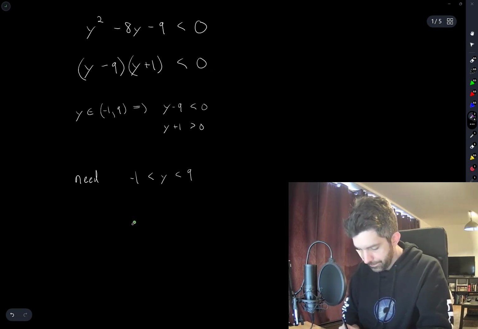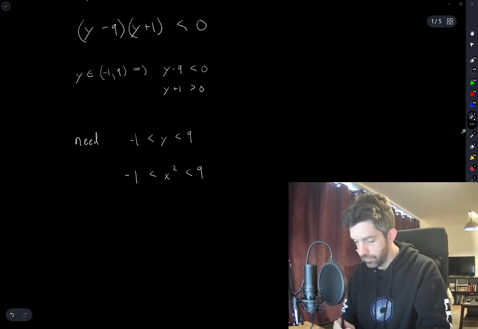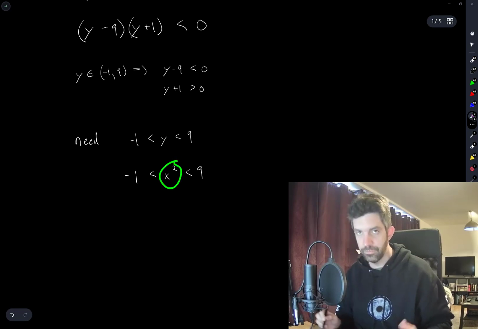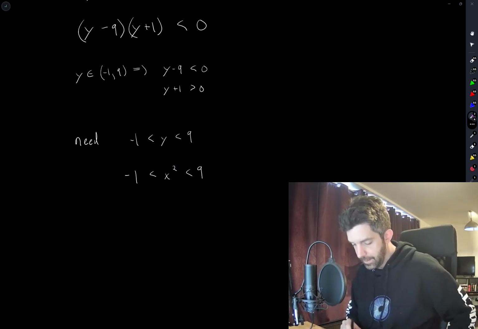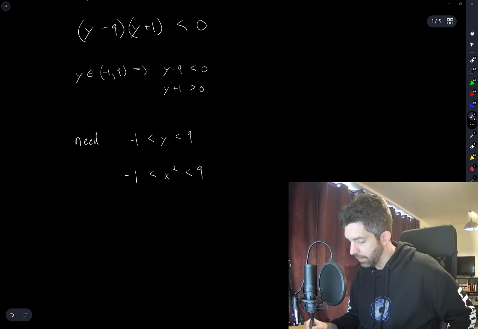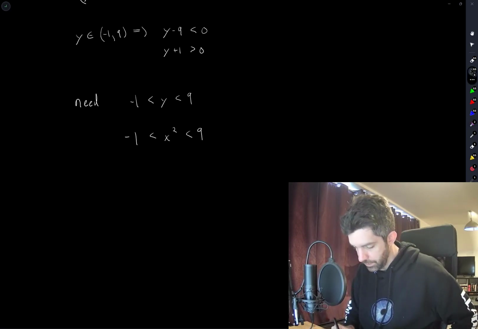But let's remember that y is defined as x squared. So now we have to worry about positivity and negativity of this. So y is, of course, always positive because it's defined as being x squared. When is this going to be true? Well, I don't really need to worry about the left inequality. X squared will always be greater than -1. But this will be true. This inequality will be true if x is less than 3 and greater than -3.